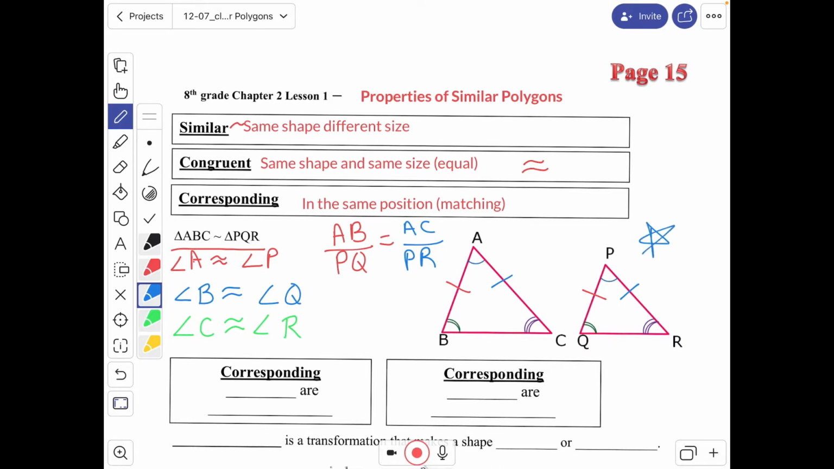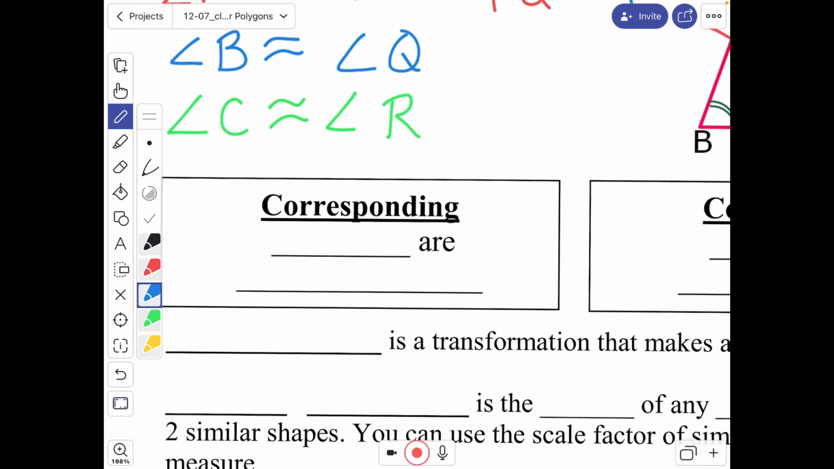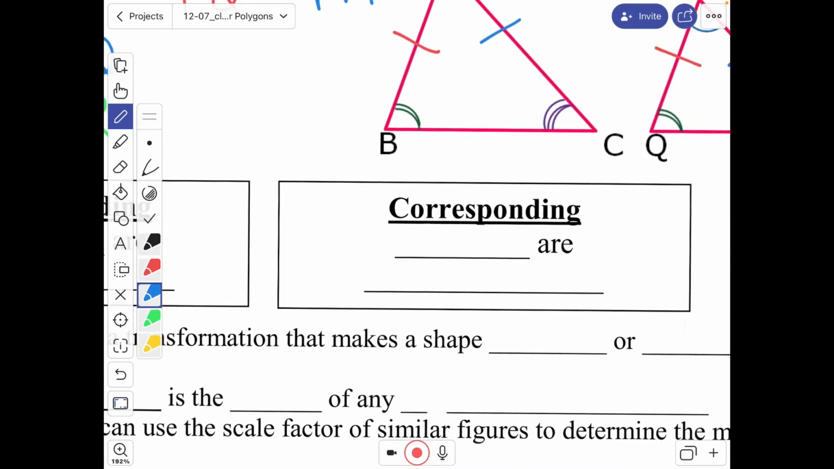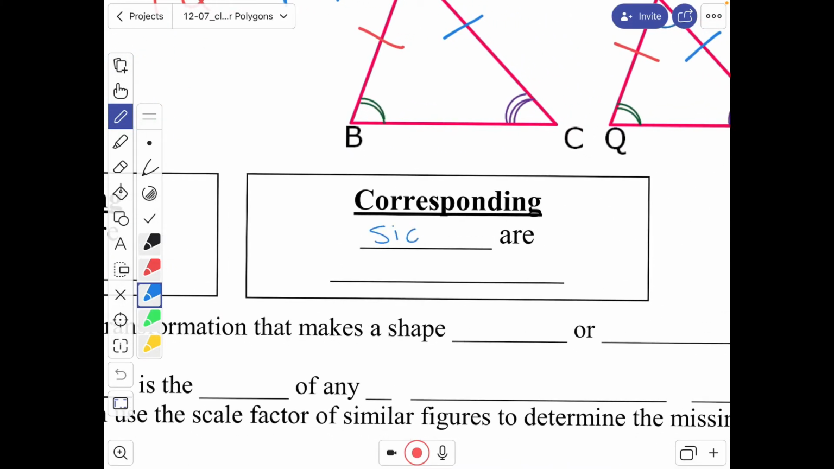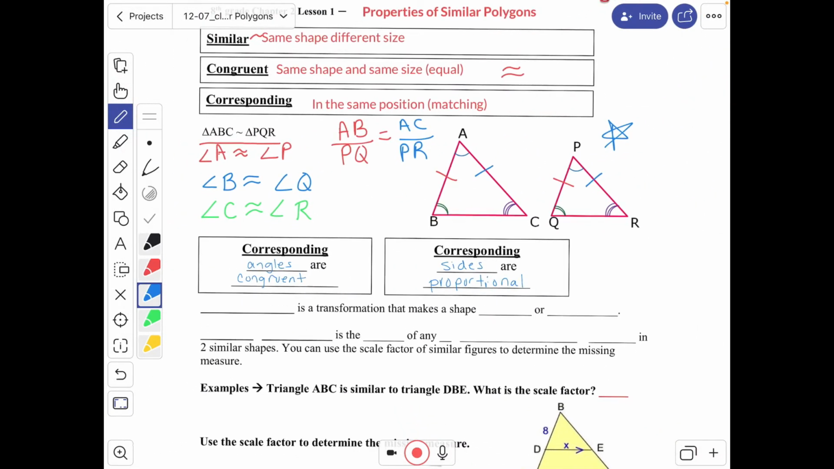This is a test type question. So corresponding angles are congruent, which means they're equal. If they're in the same place, they are equal. Corresponding sides are proportional. They're not the same measurement, but they are proportional. And if you remember a proportion, we can solve for because they are two equal fractions.